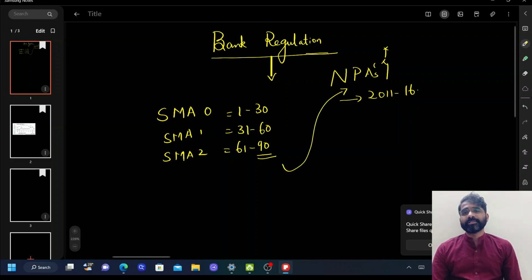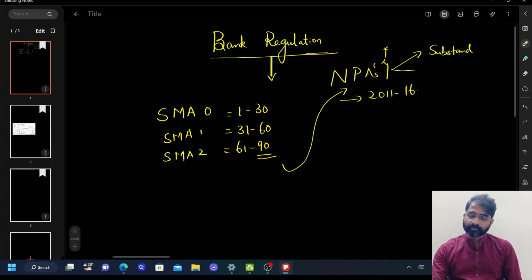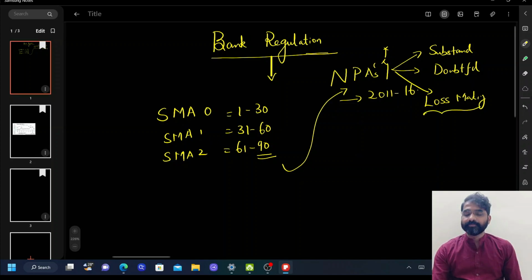Many times, there are again categorizations within NPAs. For example, NPAs can be categorized as substandard, doubtful, and we also have loss making. So this is a categorization of NPA. Loss making is when the chances of getting back the loan become highly impossible, but still it remains on the balance sheet. It is not removed from the balance sheet of the banks. Substandard, basically, is when for 12 months there is no payment of interest nor principal amount. So like this, there is a lot of categorization.